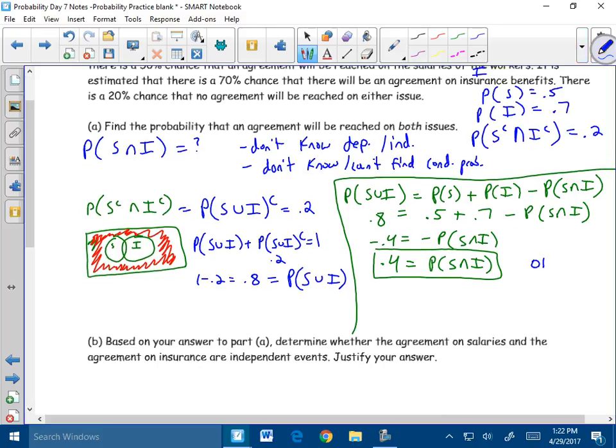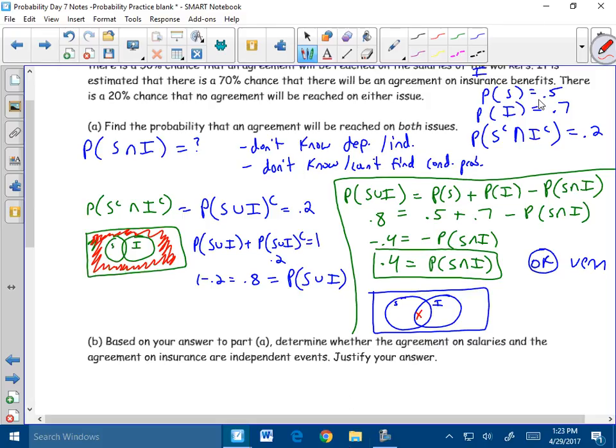Okay, another way that you could do that is you could set up a Venn diagram with some X's to actually help you figure that out. Let's see if I have enough room to do this here. So I could have set up a Venn diagram. Here's my circle S, here's my circle I. Basically what I'm trying to figure out is this middle section. I'm going to label that with an X. That's what I'm trying to find. How could I use what I know?